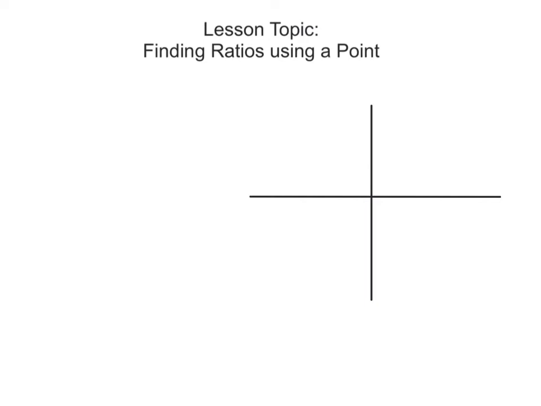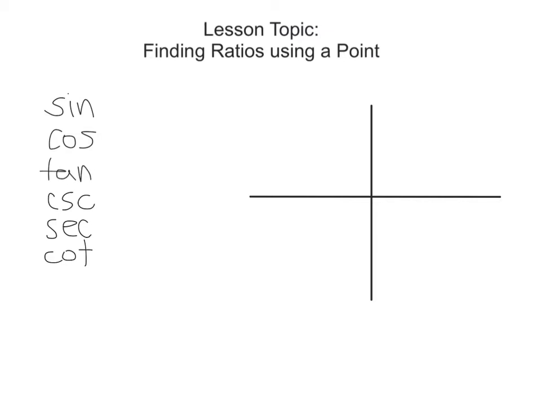The lesson topic for this video is finding ratios using a point. Okay, so a couple of things before we start our examples. Number one, I want you to remember that we have 6 trig ratios, and we're going to remind ourselves about those during this lesson. So we have sine, cosine, tangent, and then we have cosecant, secant, and cotangent.